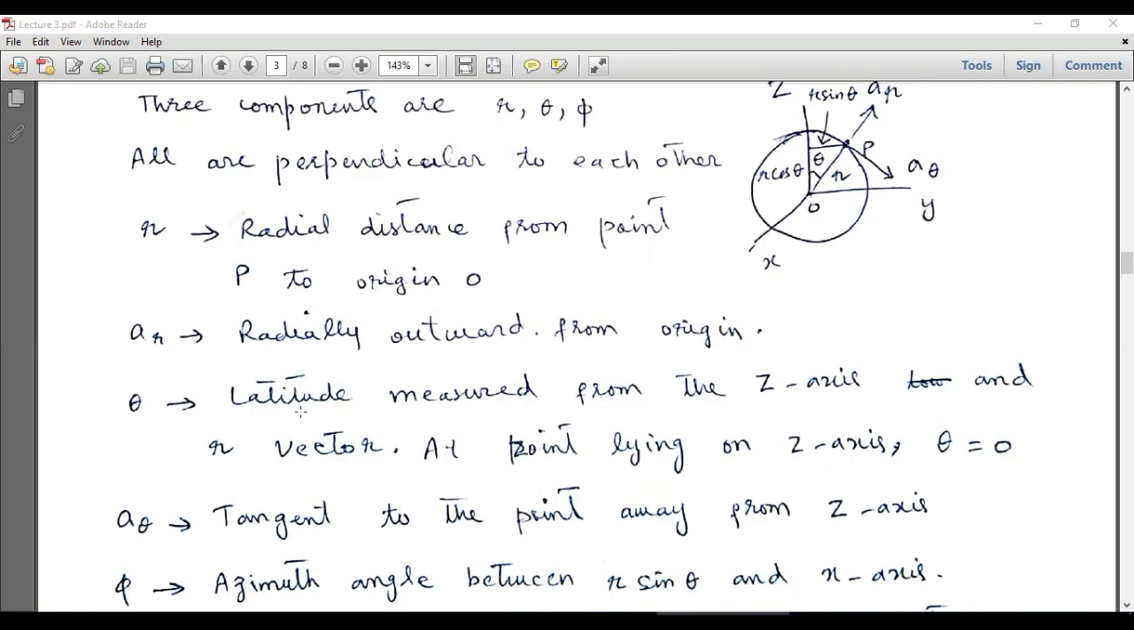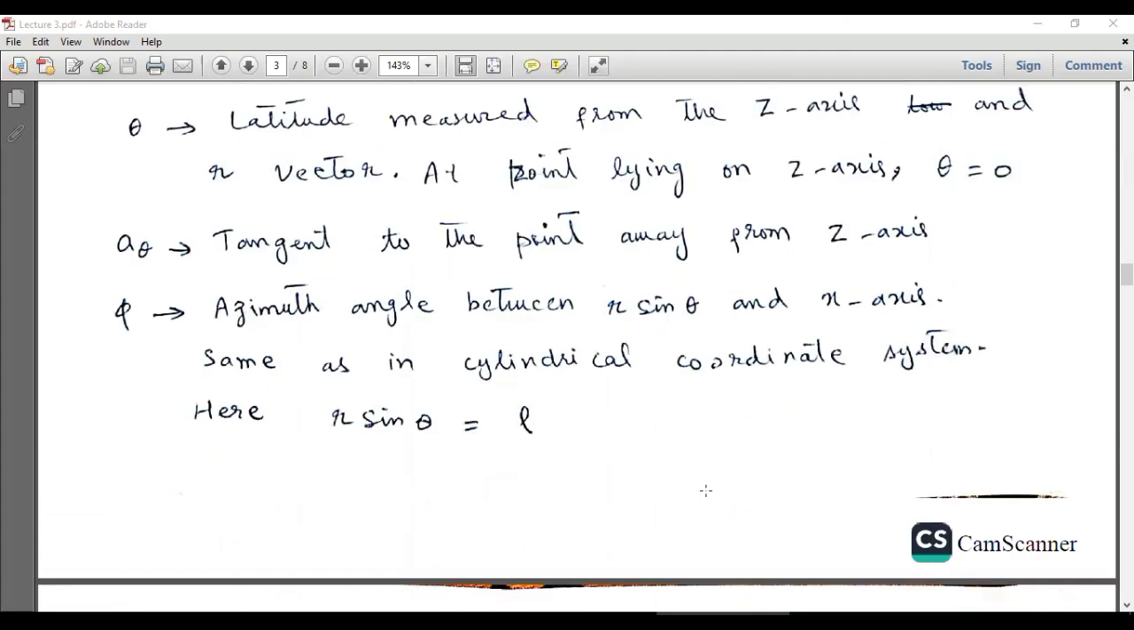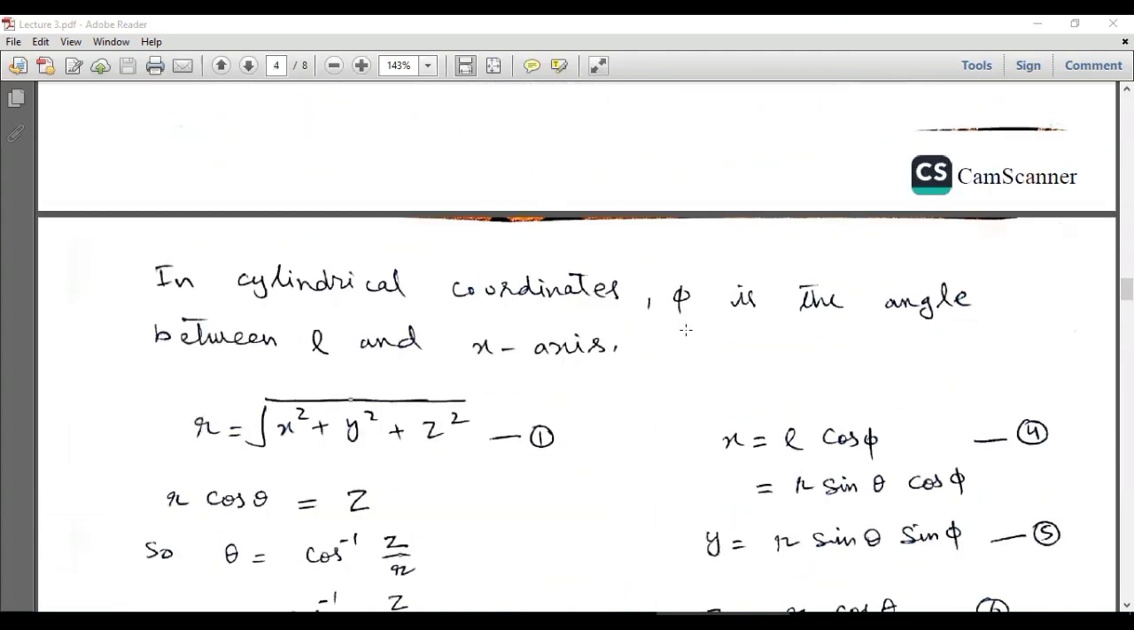Similarly, theta is called the latitude, measured between the z-axis and the r vector, and for a point lying on the z-axis theta is equal to 0, and the direction of theta is tangent to the point away from the z-axis. Okay, so in the cylindrical coordinate system, phi is the angle between rho and the x-axis.